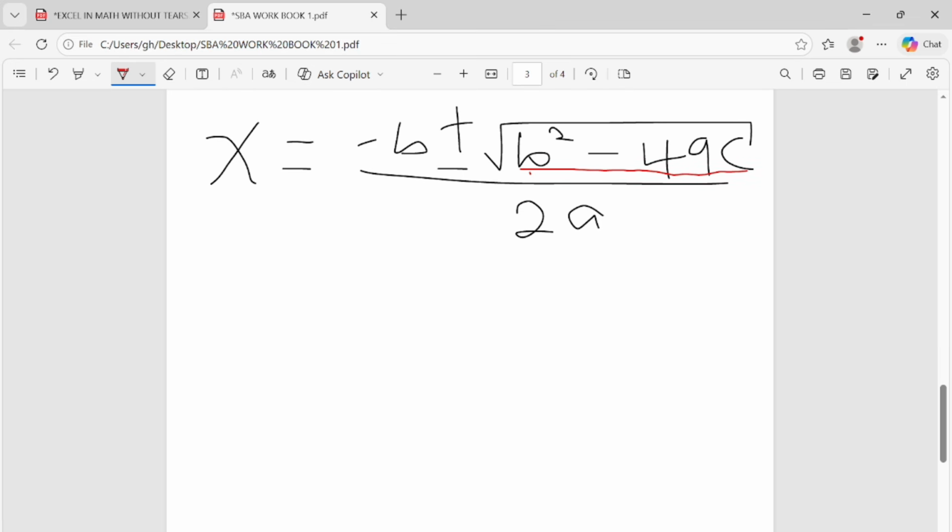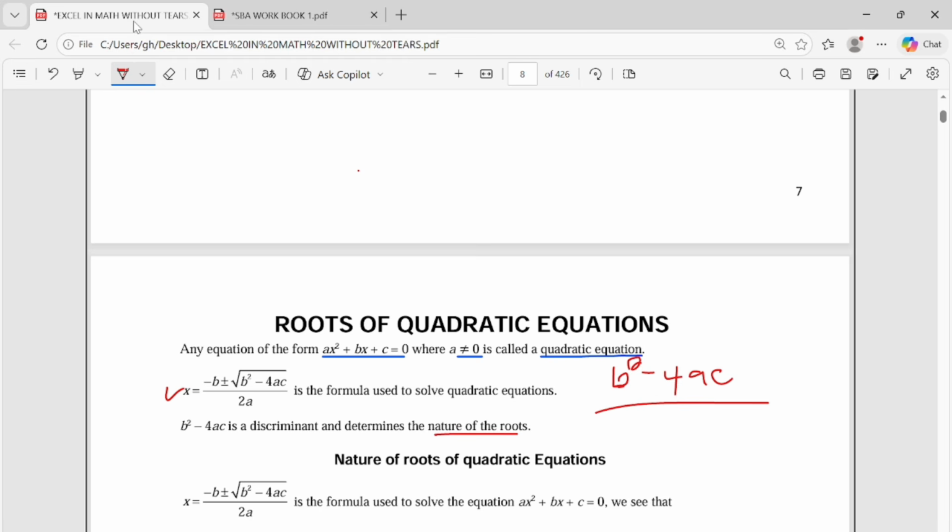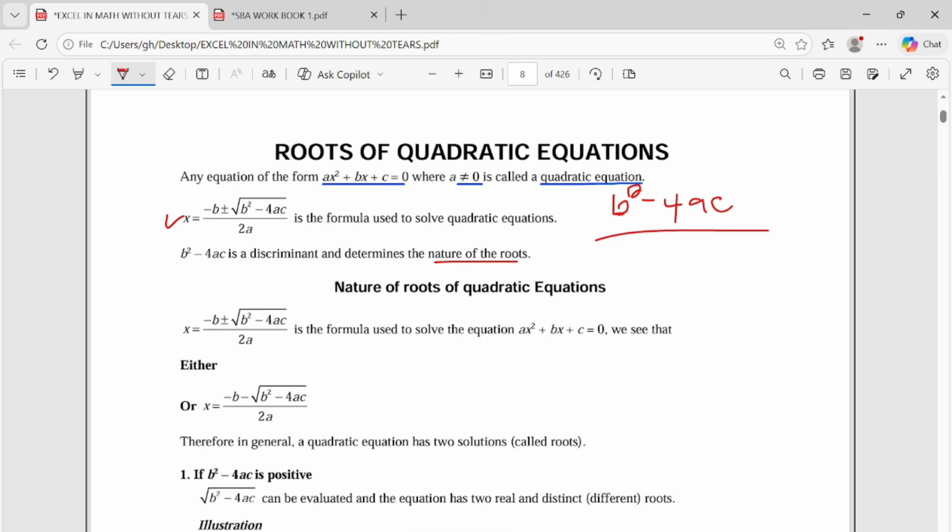Let us look briefly at the nature of roots for any quadratic equation, because the roots can be real and distinct, but we can as well have roots that are not real, they are just imaginary, and then we can also have those that are repeated. So we are going to be looking at that. So we are done with the completing the square method. Let us go back to our PDF and look at the nature of roots.